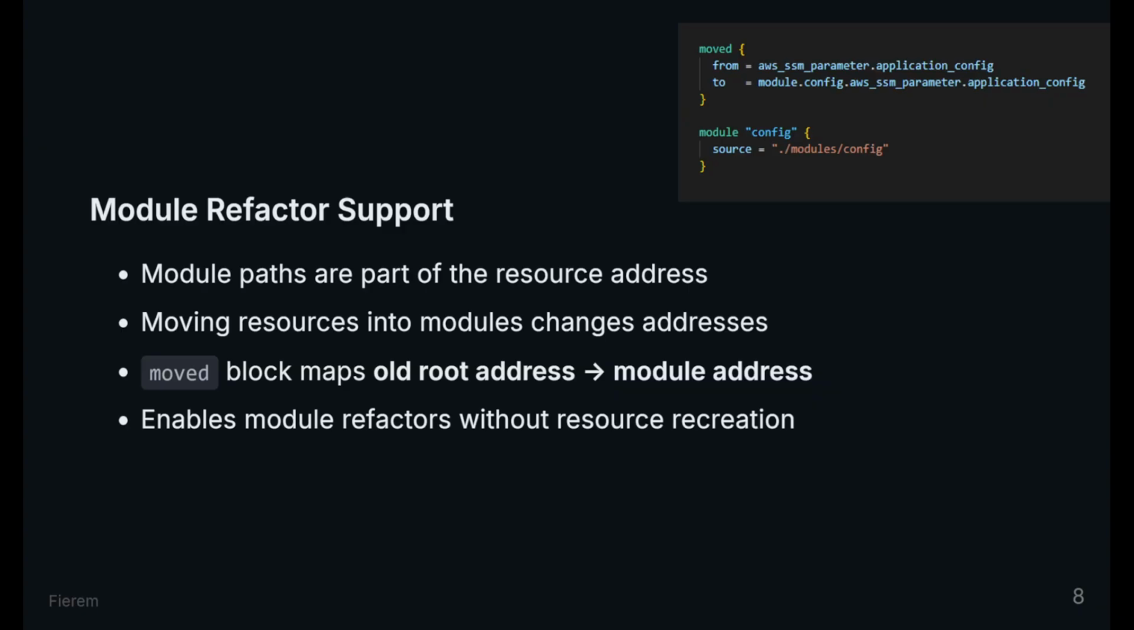A module call path is part of the address. Moving a resource into a module changes its address, even if the underlying AWS object should stay the same. A moved block can map the old root address to the new module address. That produces a refactor without recreation when you reorganize code into modules.